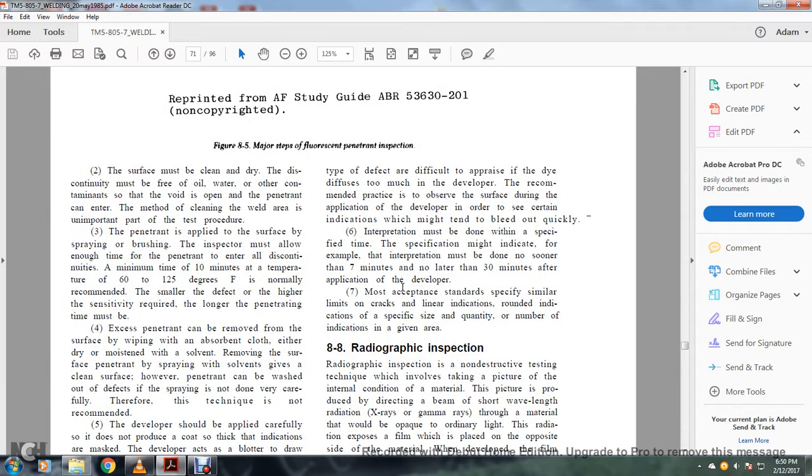The surface must be clean and dry. The discontinuity must be free of oil and water. Oil, water, and other contaminants such as these void the opening so the penetrant cannot enter. The method of cleaning the weld area is important for the test.